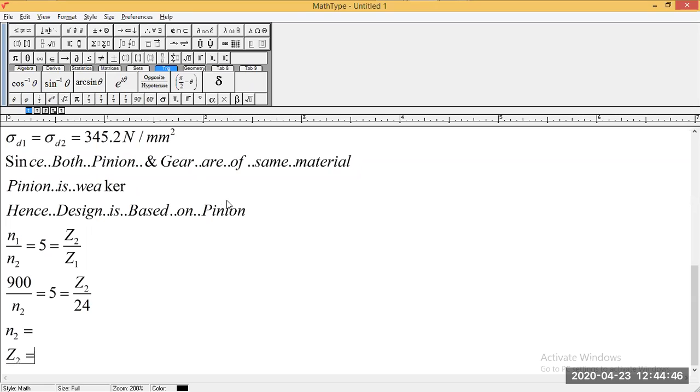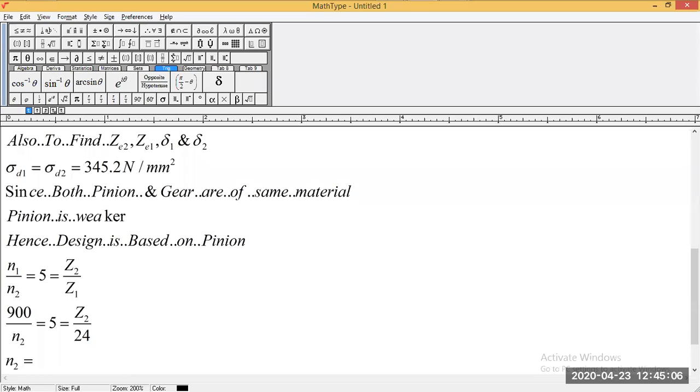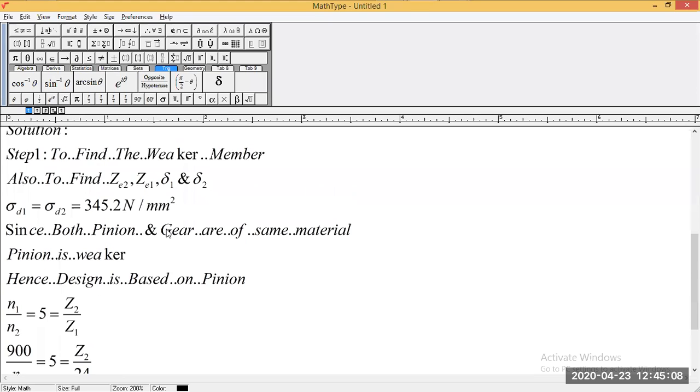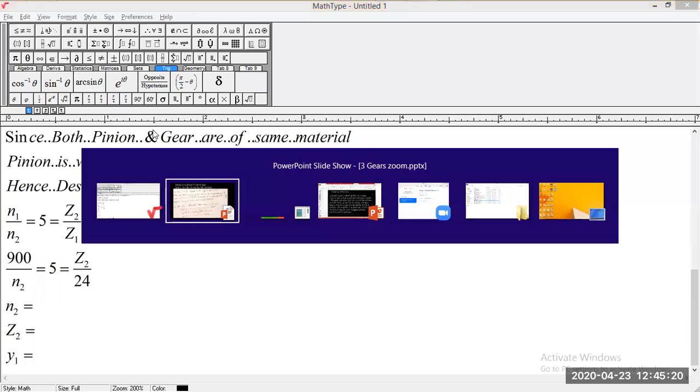So once you find N2 and Z2, we can go on for finding values of y1. Only y1 is required for us. Why only y1? Because we already found out that pinion is weaker, right? So y1. Let's go back to the table.